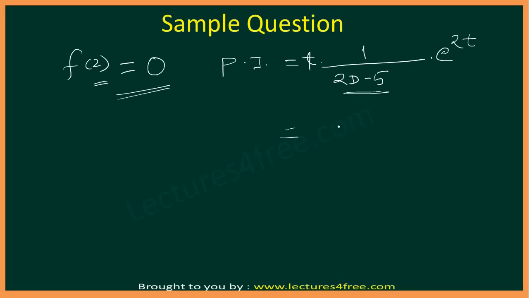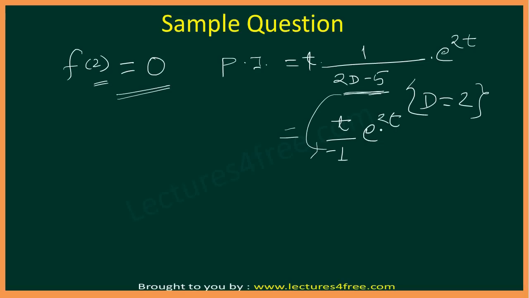So you will get t minus 1. Yeah, here you will get minus 1. If you put d is equal to 2, then you will get here minus 1, and e to the power 2t. So finally you got your particular integral. Your particular integral will be minus t into e to the power 2t.